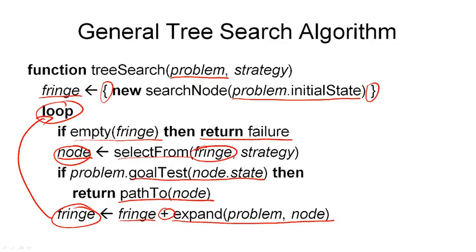We look at the fringe whether it's empty. If it's not empty, we select a node from the fringe, so this will be now a node at depth 1.